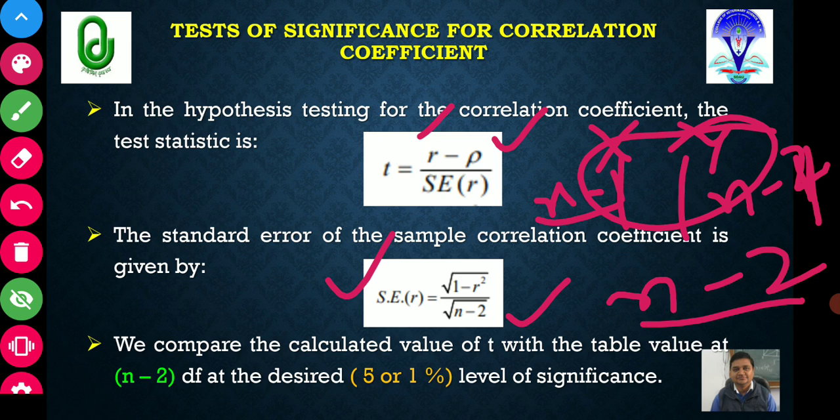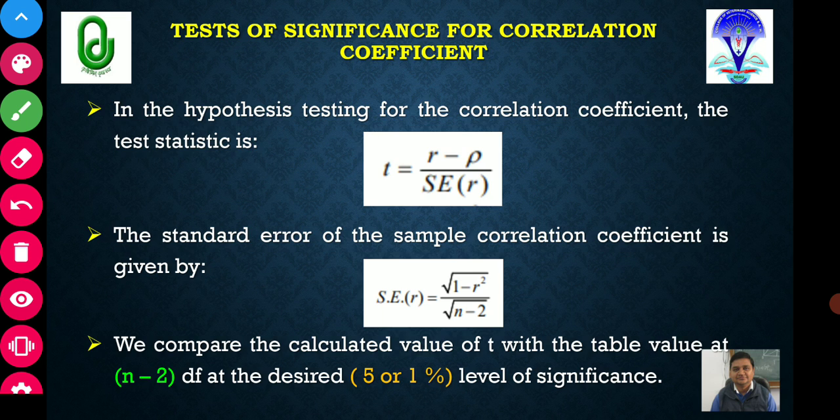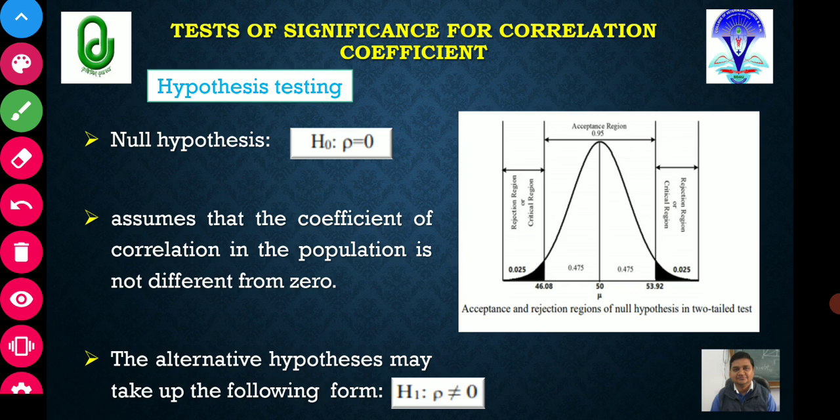So this is the formula for standard error. Now after getting the value of t, you have to compare the calculated value of t with the tabulated value at n minus 2 degrees of freedom. We have already seen how n minus 2 is coming. At the desired level of significance, that is 5%. 5% level of significance means, if you remember this graph, 95% is the acceptance region, and 5%, that is 2.5% this side and 2.5% this side, will be the rejection region.